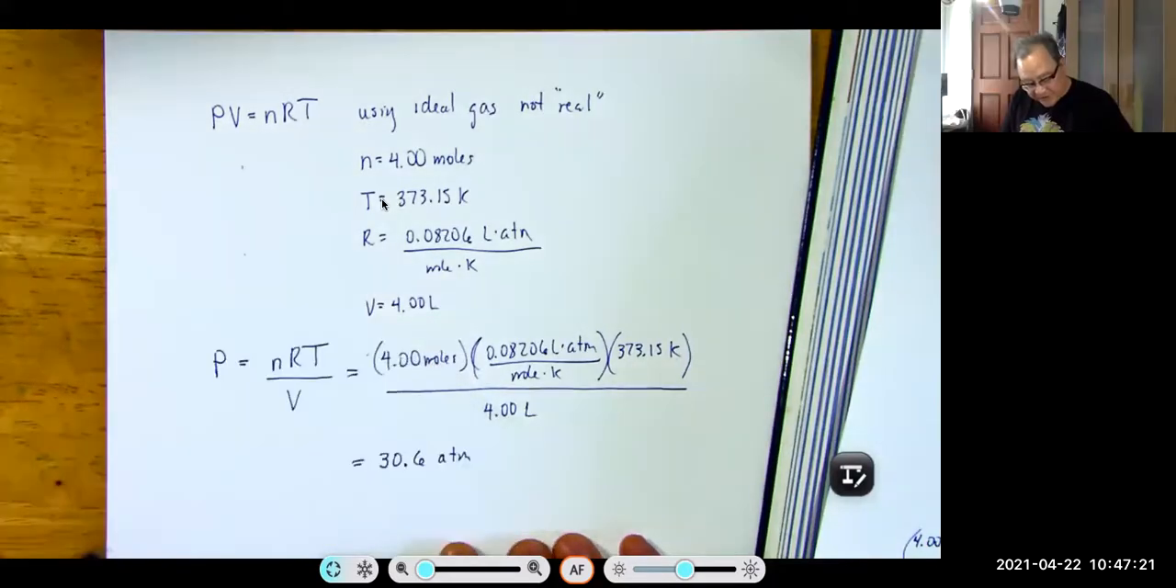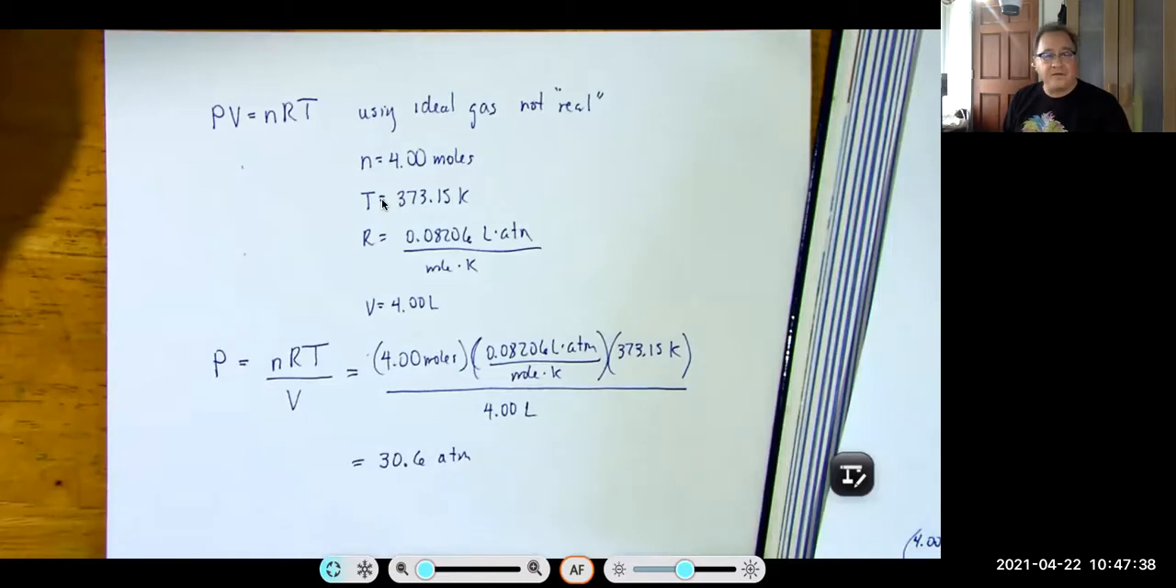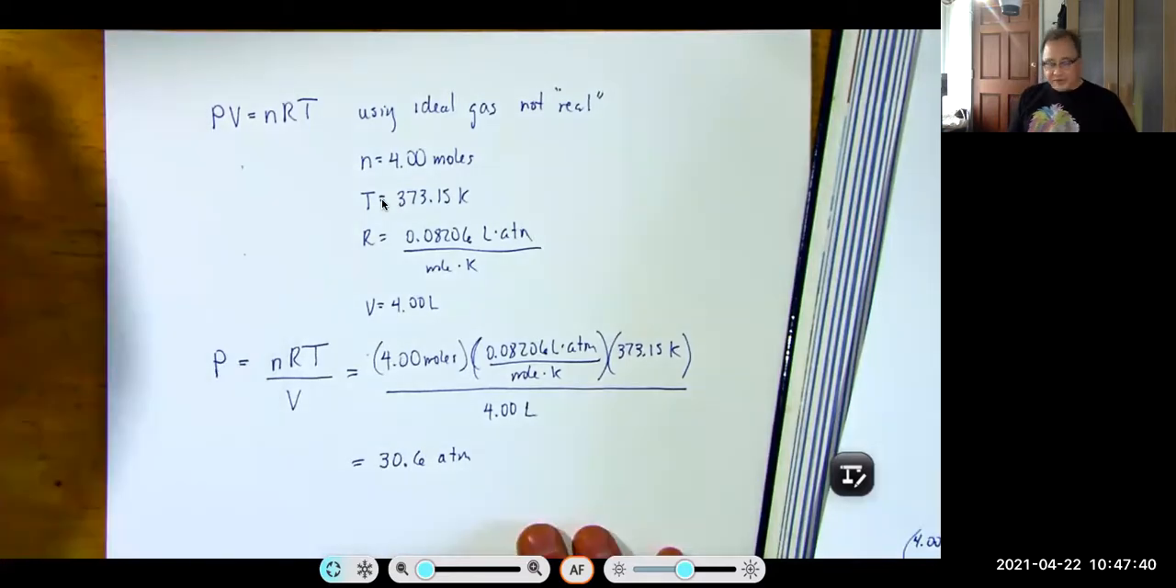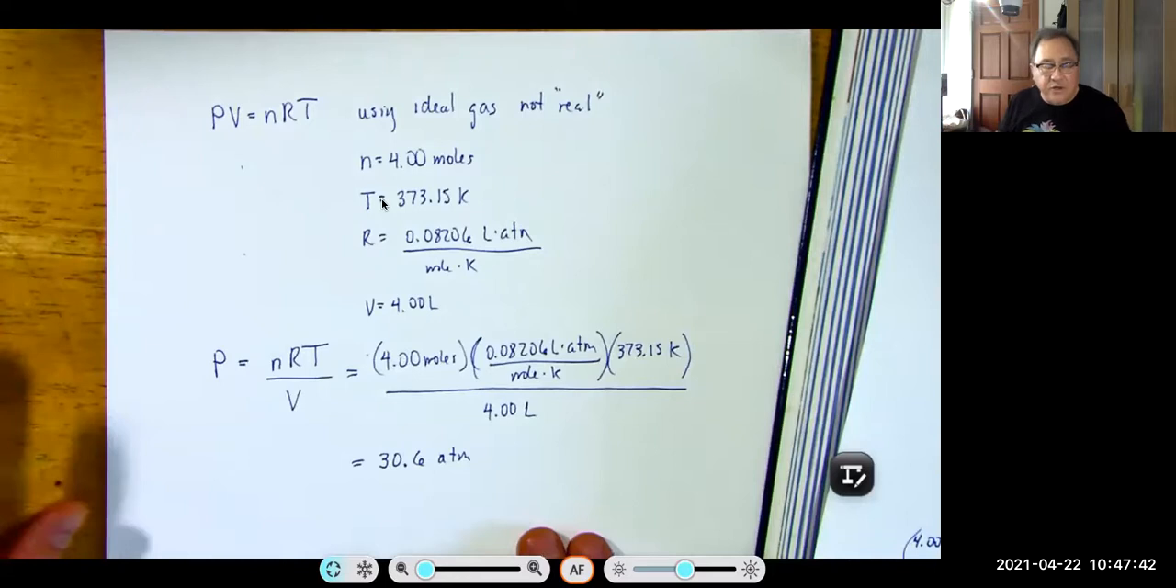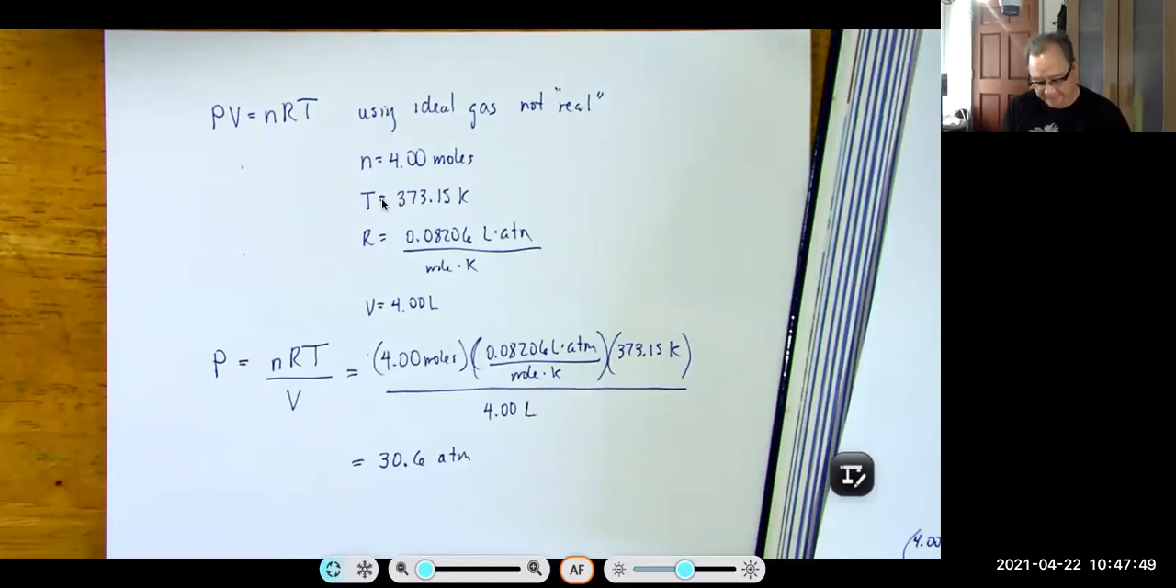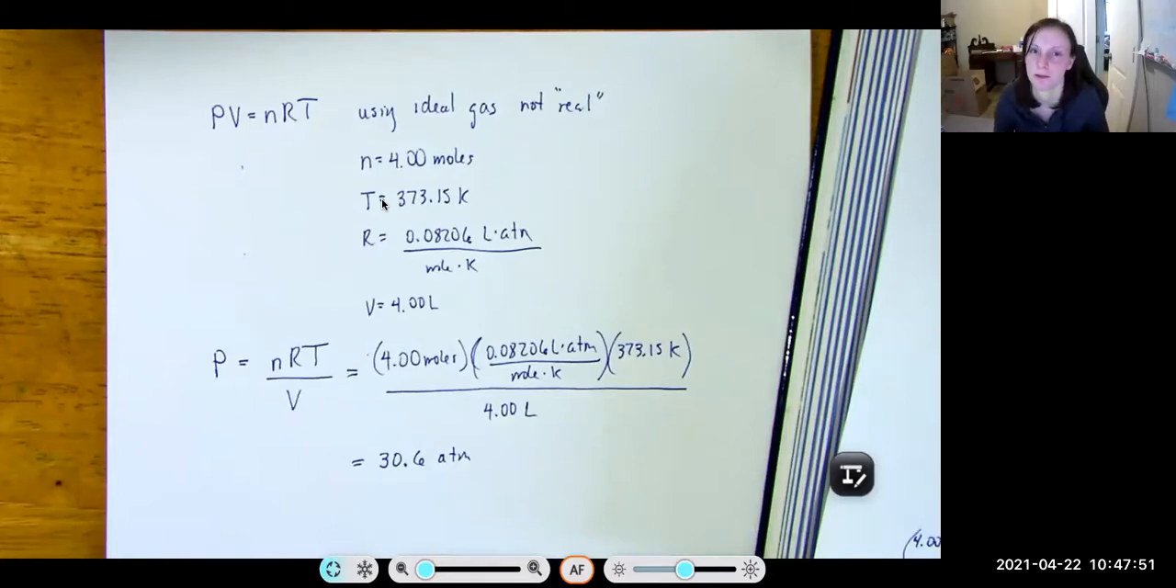Okay, so this is using the ideal gas law. And the pressure we calculated using van der Waals was 26. They're within about, I would say, almost 10% of one another. Now, if you take a look at this, you might ask, so why are they so different? So what is the answer for why these are so different from one another? Because the real pressure is higher than the ideal.